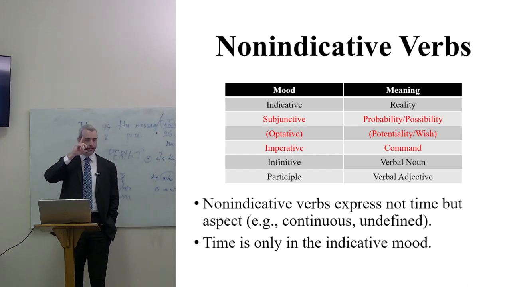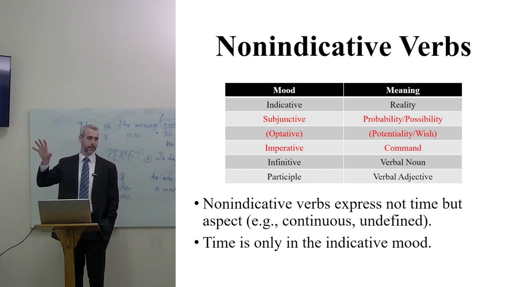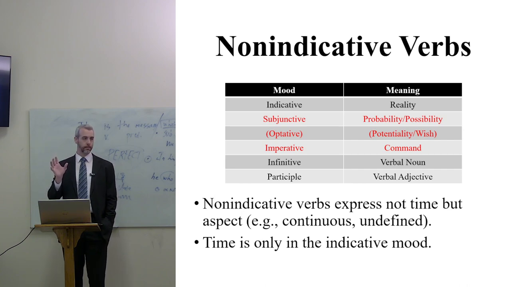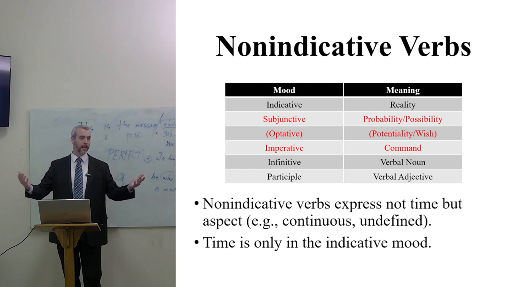Subjunctive. So let's get some terminology in our mind. Subjunctive is the realm of probability or possibility in Greek, and that's fairly equivalent to English. Instead of saying "I am running," I say "I may run." What's the difference? Yeah, it might happen. It's not really happening right now, but it might happen. It may happen.